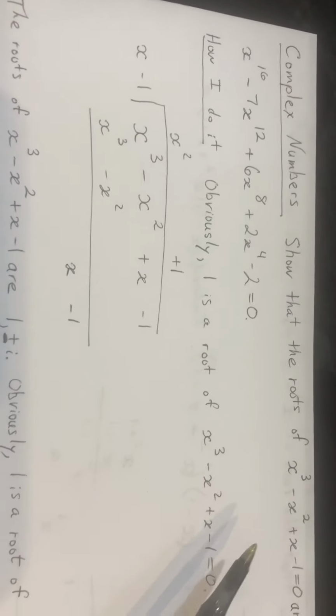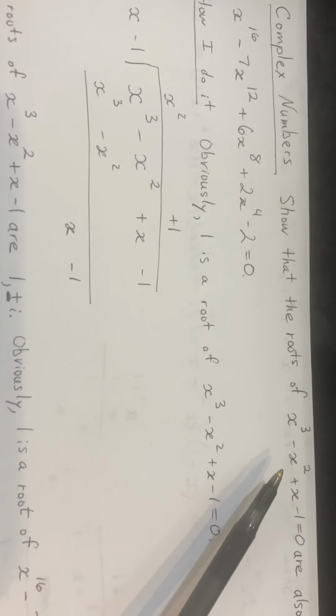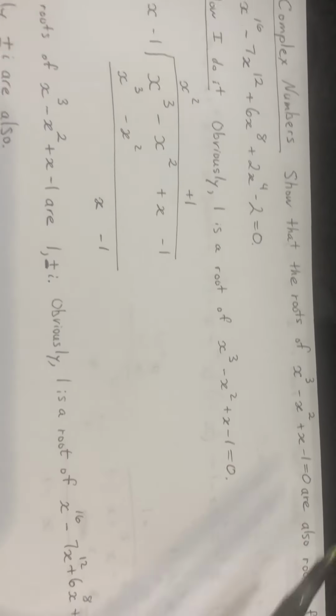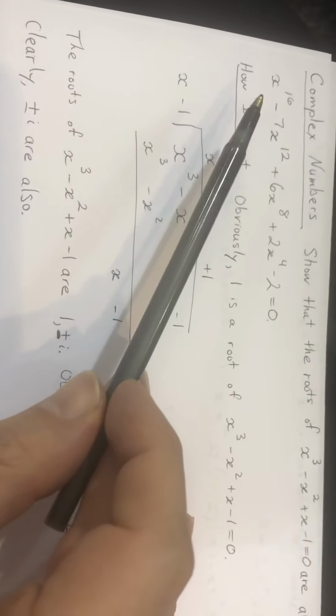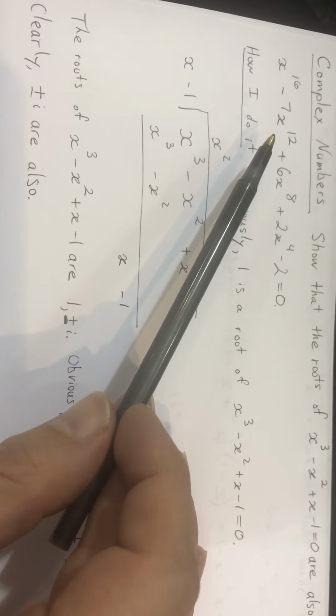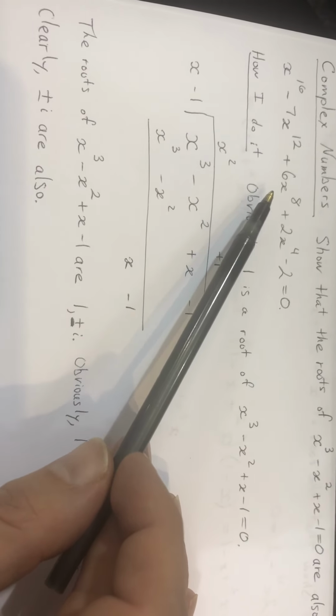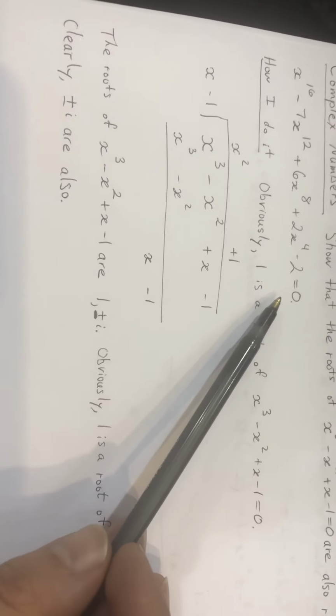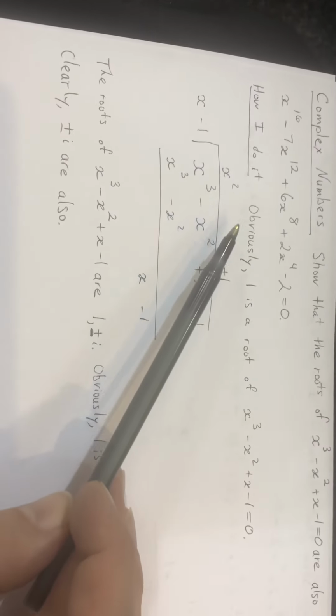Show that the roots of x cubed minus x squared plus x minus 1 equals 0 are also roots of x to the 16th minus 7x to the 12th plus 6x to the 8th plus 2x to the 4th minus 2 equals 0. How do I do it?